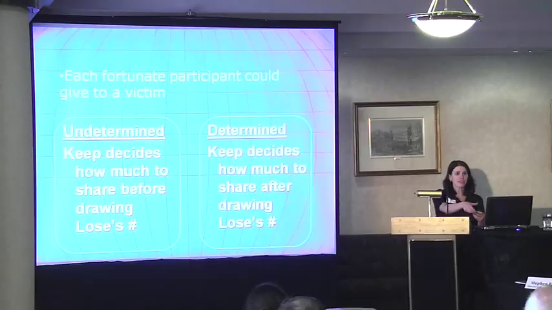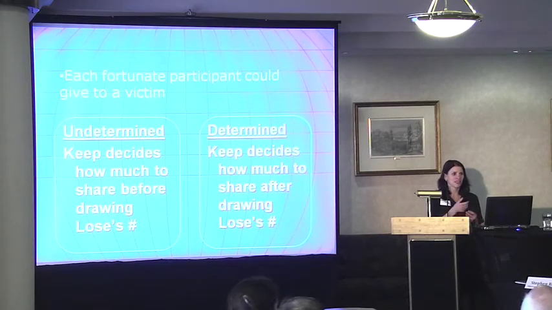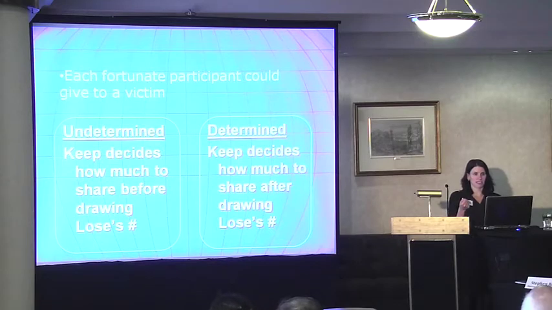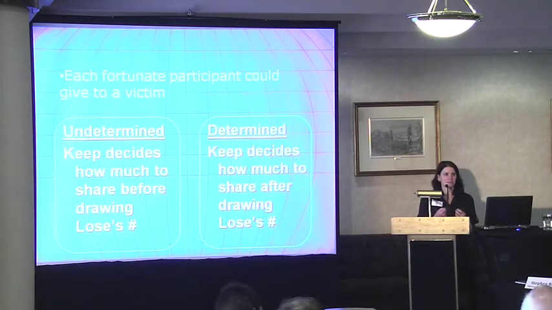It's someone. In the determined condition, the keep decides how much they want to share after first drawing the number of the person that they can share with. So now imagine yourself. You have $10. You draw number 3. How much am I going to give to number 3?